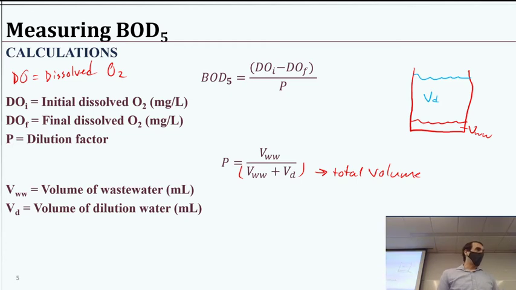Okay, so that dilution factor, that P, is the fraction of this entire system that is wastewater. That's all it is, just that fraction, okay? So if a quarter of it was wastewater, then our dilution factor is going to be 1 over 4, which is 0.25. This is typical to dilute it. And obviously P is going to be less than or equal to 1, and greater than 0.